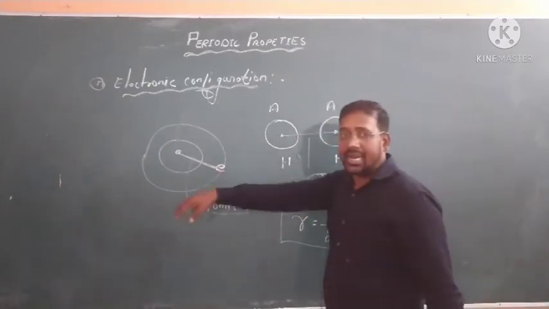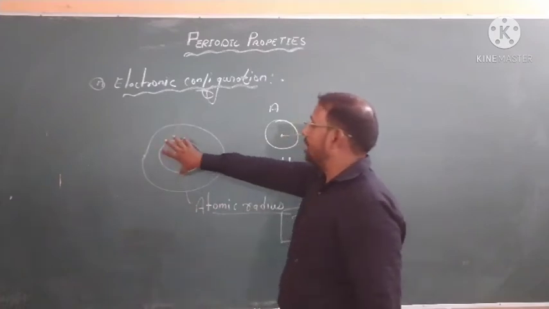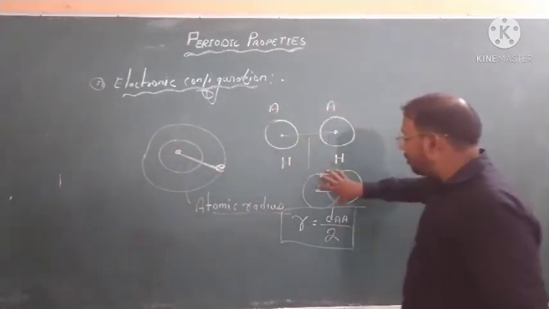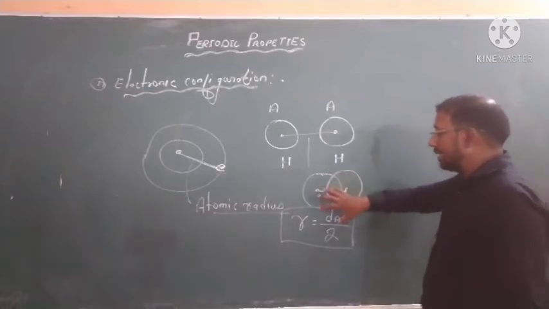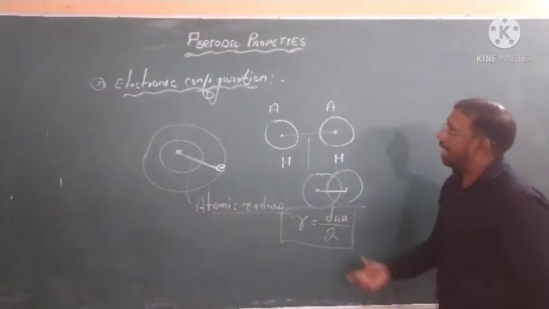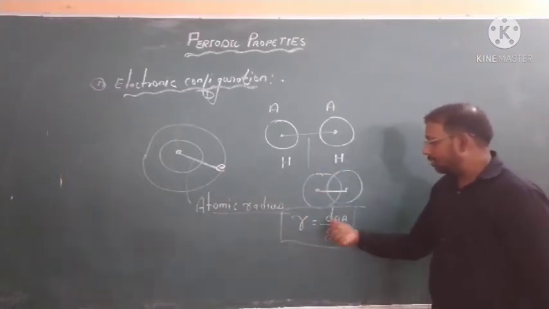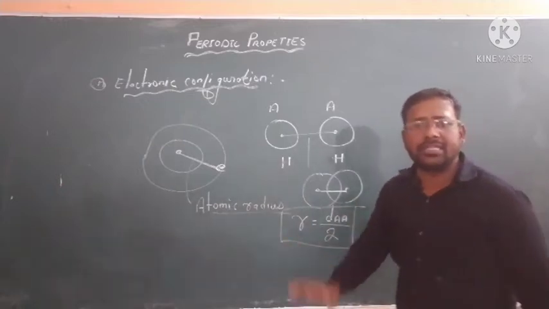Also I said that it is difficult to find out directly, but whenever two atoms combine to form a covalent molecule, in that condition you can find out the atomic radius by the formula R equals AA divided by 2. It is a very easy one.